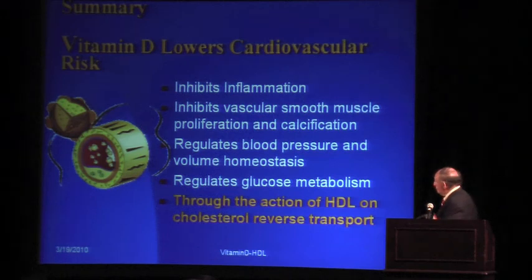So to summarize it, vitamin D lowers cardiovascular risk by inhibiting inflammation. It's anti-inflammatory. It inhibits vascular smooth muscle proliferation and calcification. So the plaque that forms does not get a chance to grow and calcify and age. It regulates blood pressure by volume homeostasis, so it has an effect on improving blood pressure, and regulates glucose metabolism through the action of HDL on cholesterol reverse transport.